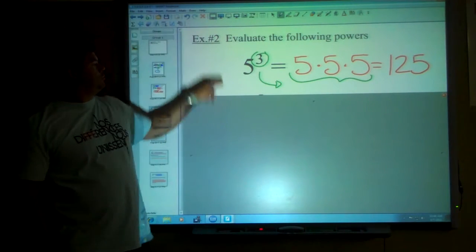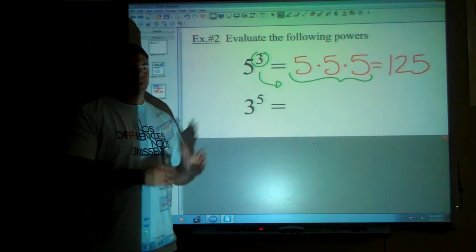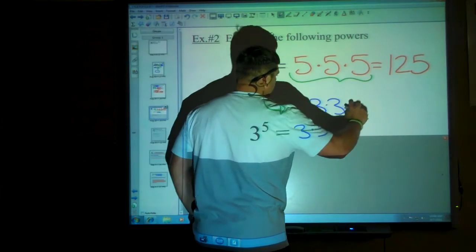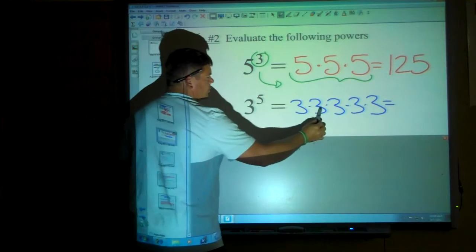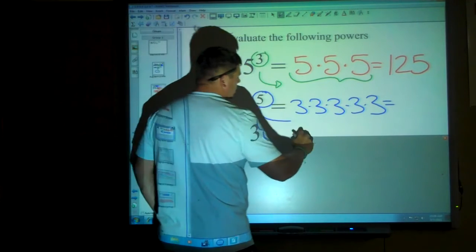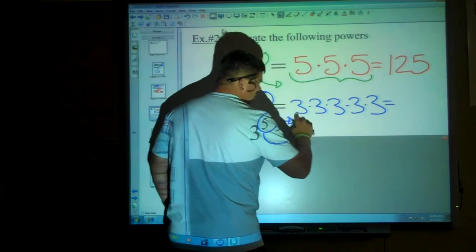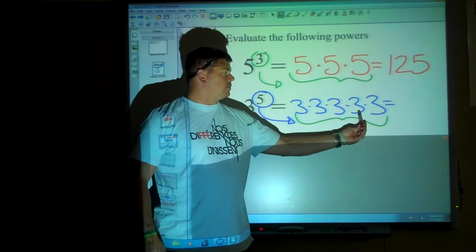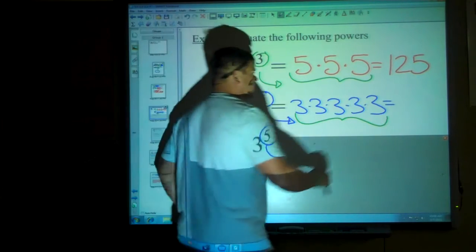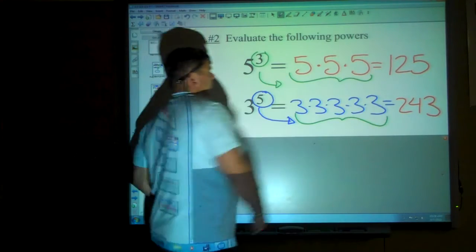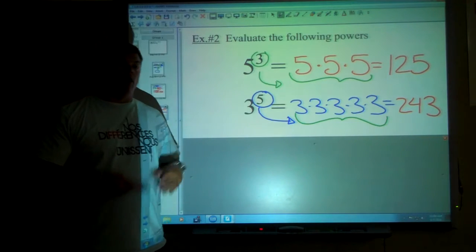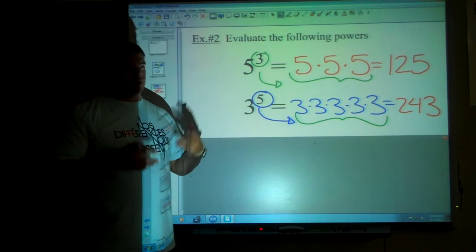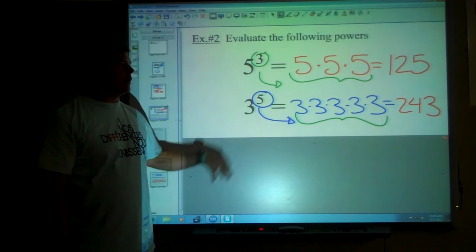So does it work to just switch them around? Is this still going to equal 125? No, because the base number is changing. We now have 3 times 3 times 3 times 3 times 3. 1, 2, 3, 4, 5. This number here is representing those 5 3s. 3 times 3 is 9, times 3 is 27, times 3 is 81, times 3 is 243. So they are not the same answer. Switching them around does not work. There are a few exceptions to that. 2 to the 4th power is 16, and 4 to the 2nd power is also 16. That's just a coincidence. Most of the time, you cannot switch them around and get the same answer.